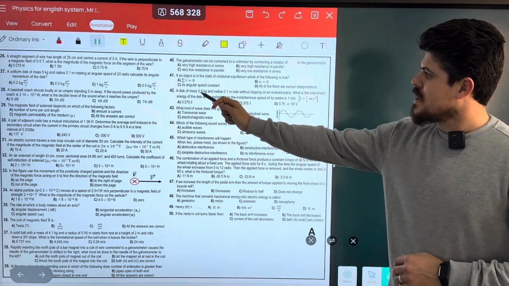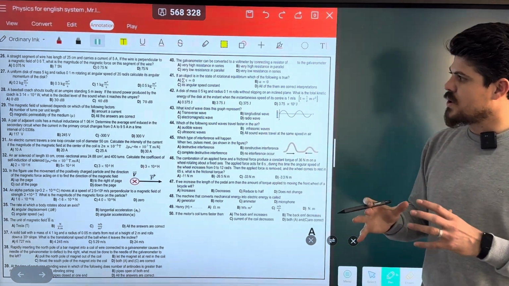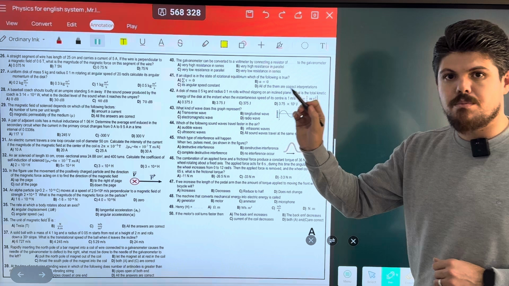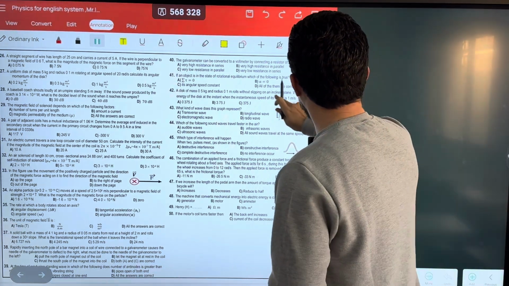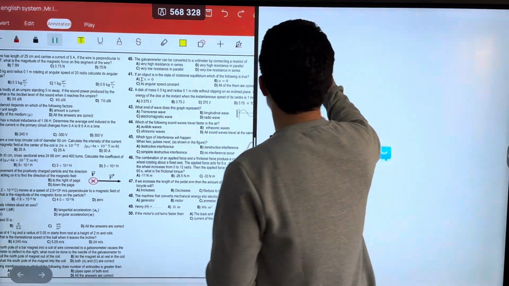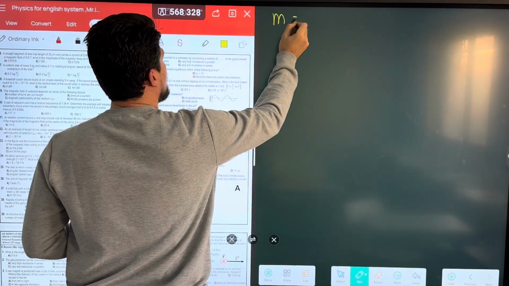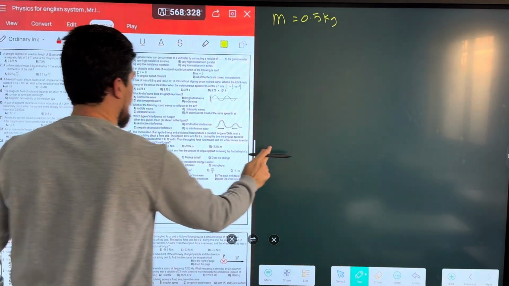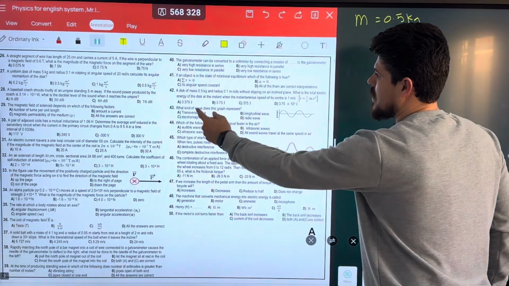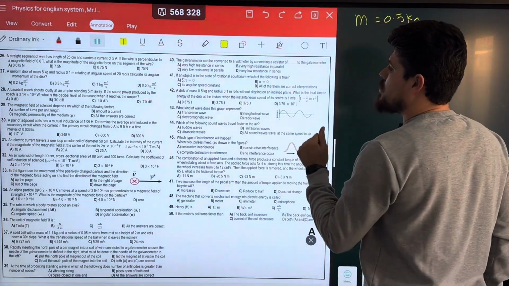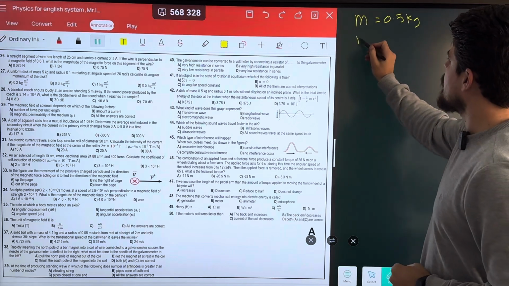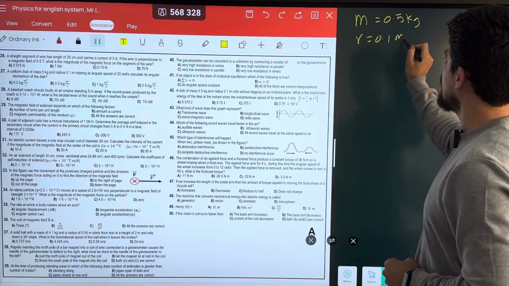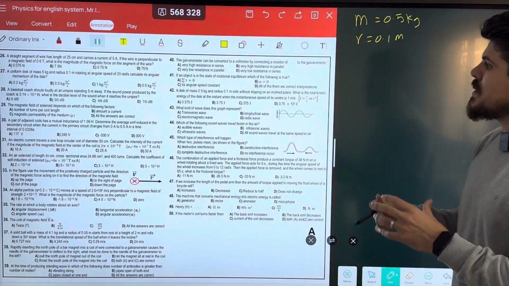The question says a disc of mass 0.5 kilogram. The mass of the disc is what? 0.5 kilogram. Mass is given. Okay, and radius 0.1 meter. The radius is 0.1 meter. Rolls without slipping.